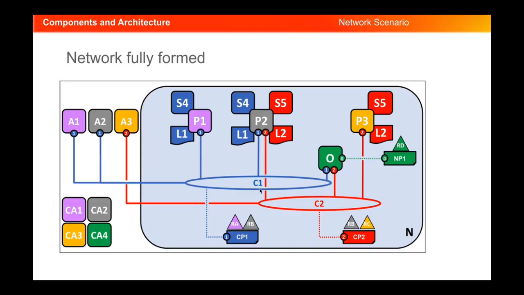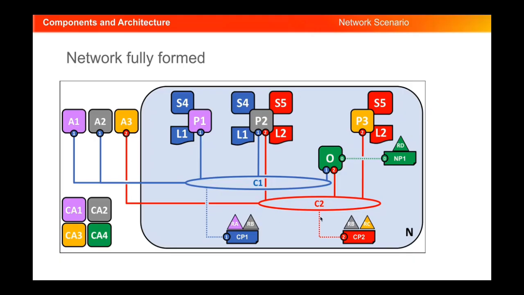As you can see here, the channel C1 has two peers, which are P1 and P2, because the consortium formed by RA and RB has formed the channel C1, and it has connected to P1 and P2, and applications A1 and A2 can connect to this channel C1, and it can execute the smart contract, and that particular ledger you can see in L1. As you can see, you have S4 and L1, and P2 has S4 and L1 as well.